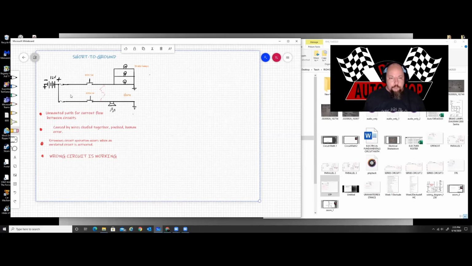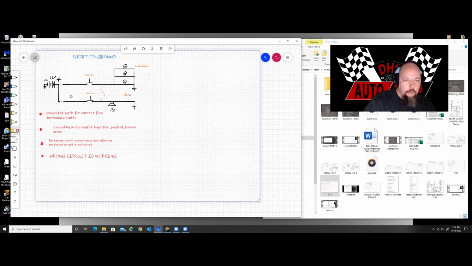Okay, and again, if this is happening on the power side, it's going to be noticed more so than the ground side. It's like if you had two grounds shorted together after two circuits, nobody's going to notice. Okay, so here we go. Unwanted pathway for current flow between two circuits is caused by wires being chafed together, pinched together, or otherwise human error. Its erroneous circuit operation is occurring when an unrelated circuit is activated. It's characterized by the wrong circuit working.